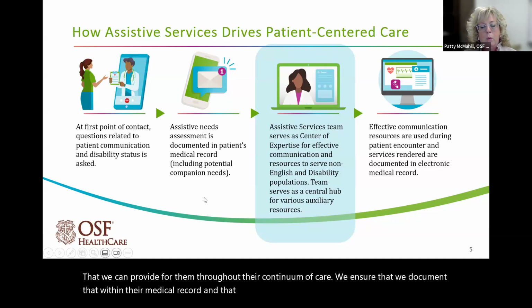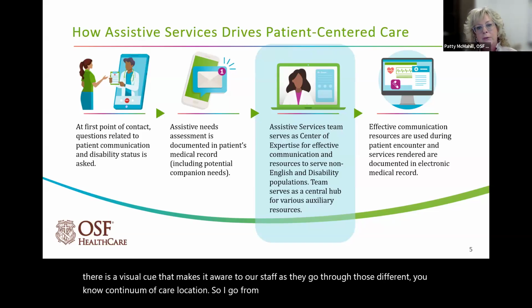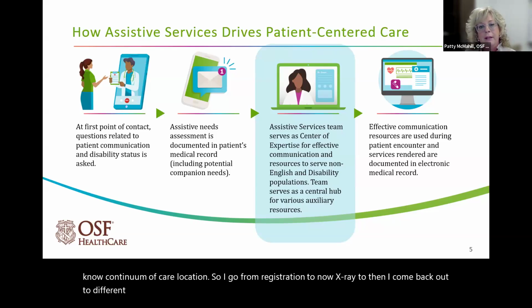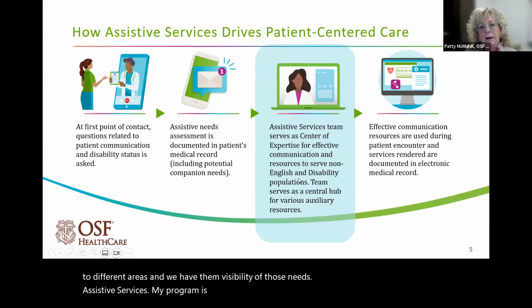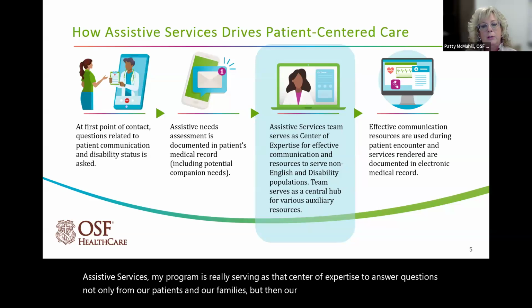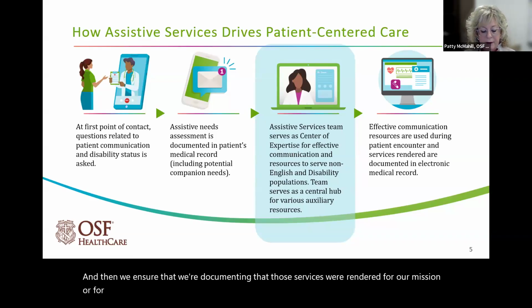And that way, similar to what Wendy was talking about, there is a visual cue that makes our staff aware as they go through those different continuum of care locations. So I go from registration to x-ray and then I come back out to different areas, and we have visibility of those needs. Assistive services, my program is really serving as that center of expertise to answer questions not only from our patients and our families, but our internal mission partners, to guide them through what are the best resources to help provide that effective communication. And then we ensure that we're documenting that those services were rendered for our patients and families.